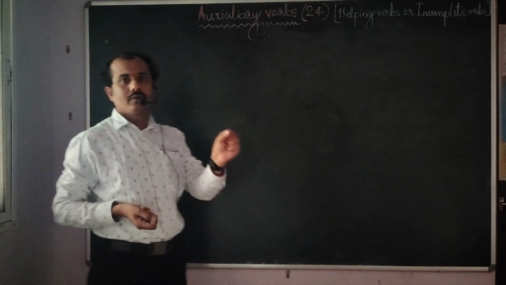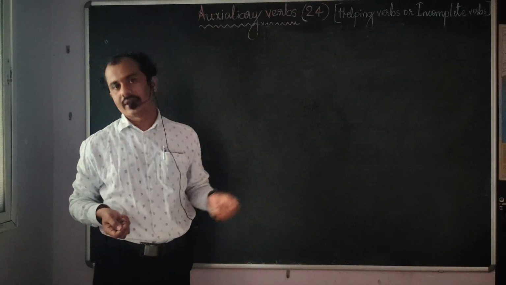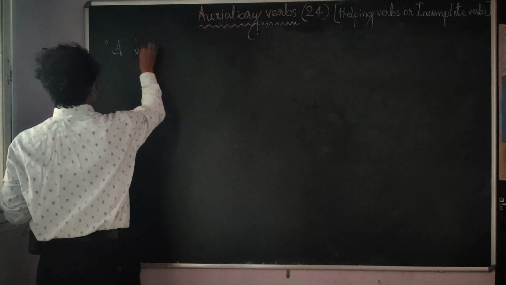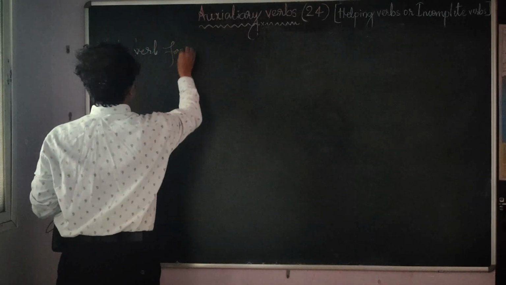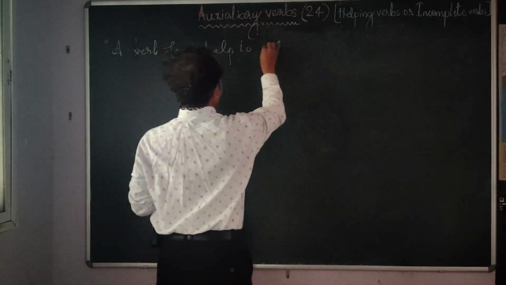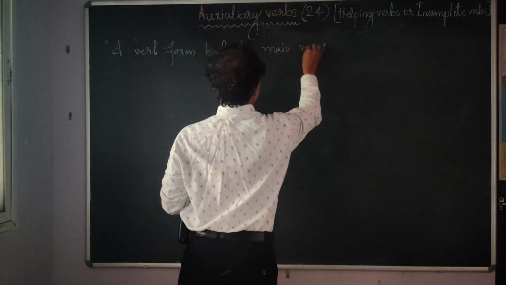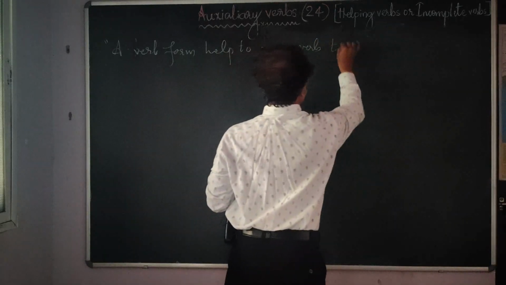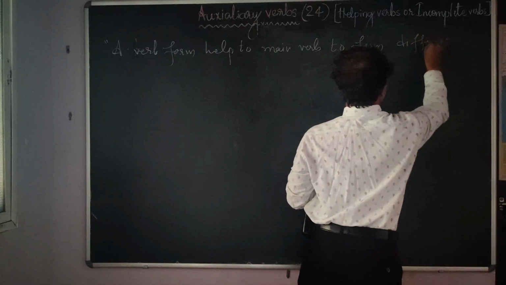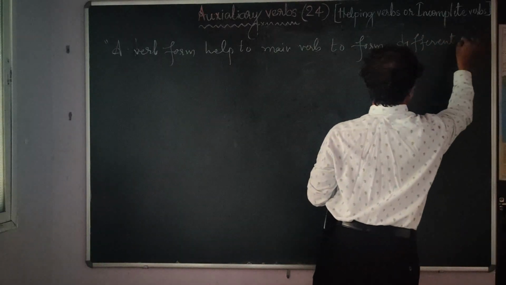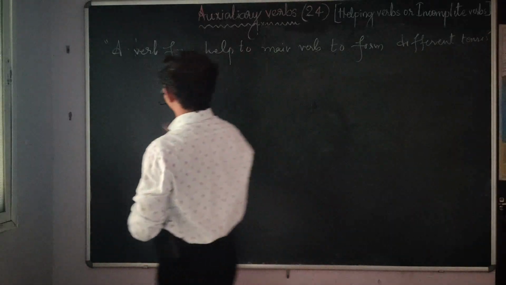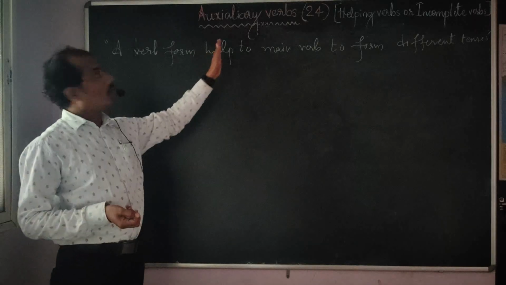Auxiliary verb means the verb form will help the main verb to form different tenses. A verb form that helps the main verb to form different tenses is called an auxiliary verb.